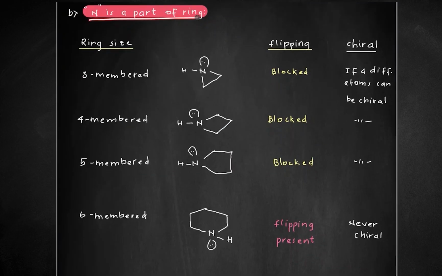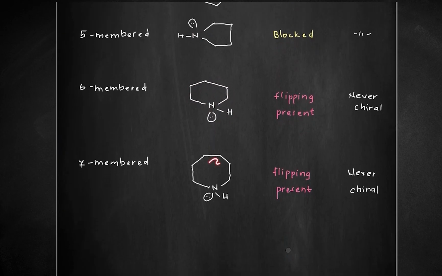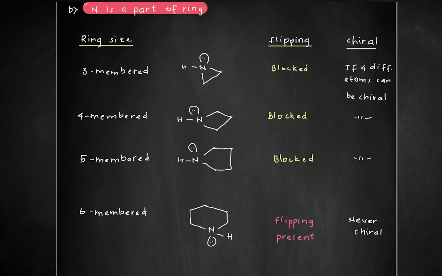Now if nitrogen is a part of a ring, then let's check the ring size, maybe 3, 4, 5, 6 and 7 membered. Look at this, this is a 3-membered ring and nitrogen is a part of the ring. This is a 4-membered ring and nitrogen is a part of the ring. This is a 5-membered ring, this is a 6-membered ring, and this is a 7-membered ring, with nitrogen a part of the ring. Got it? And now in this situation, what you will do, look at here.